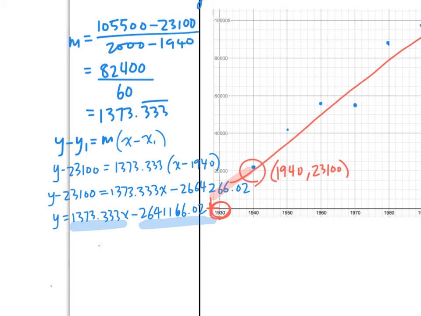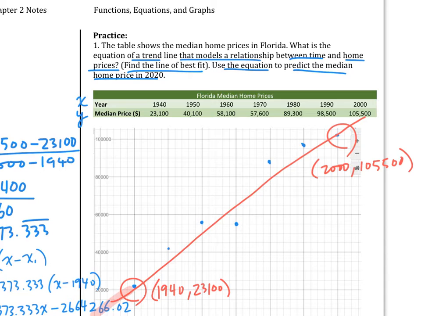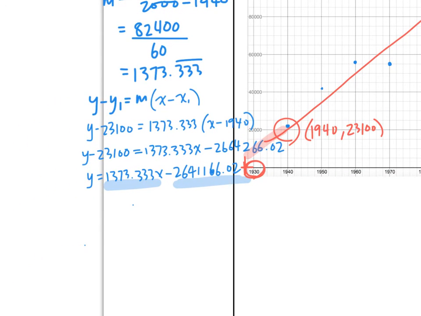Either way, the question next asks, they want us to use this equation that we created to predict the home price in 2020. Remember, y represents the home price, and the year is represented by x. So that just means when x is 2020, what is y? All right, so let's try that.